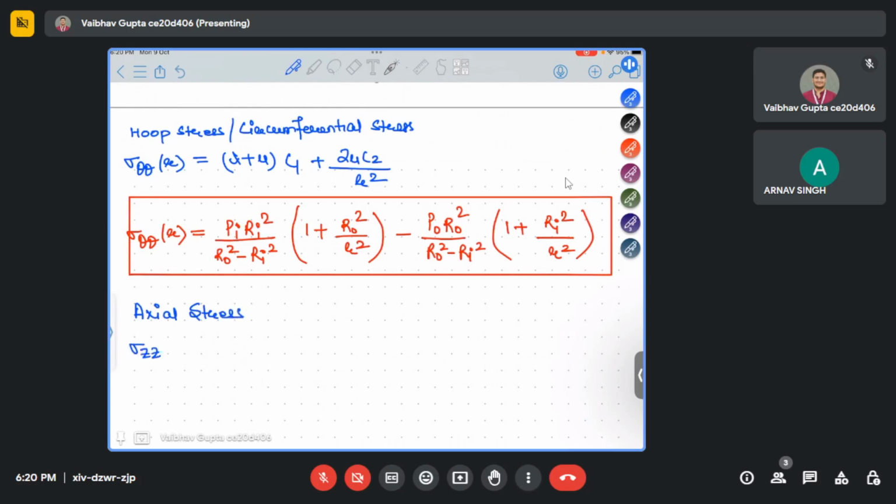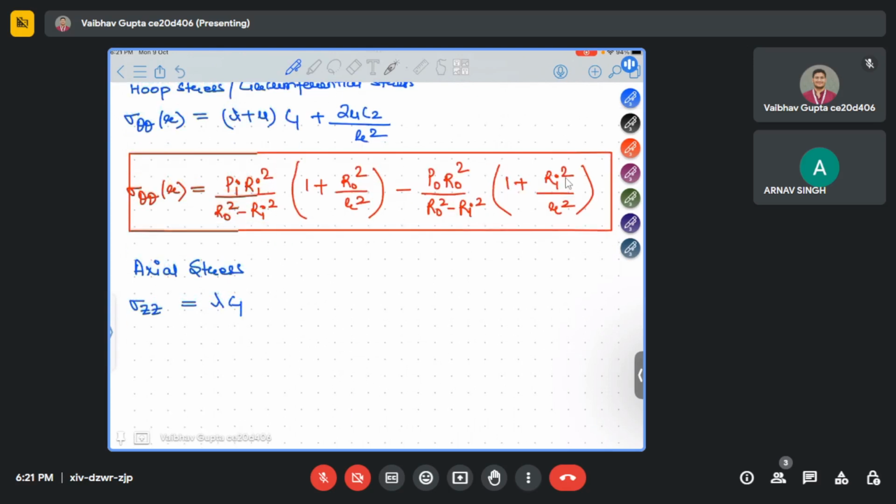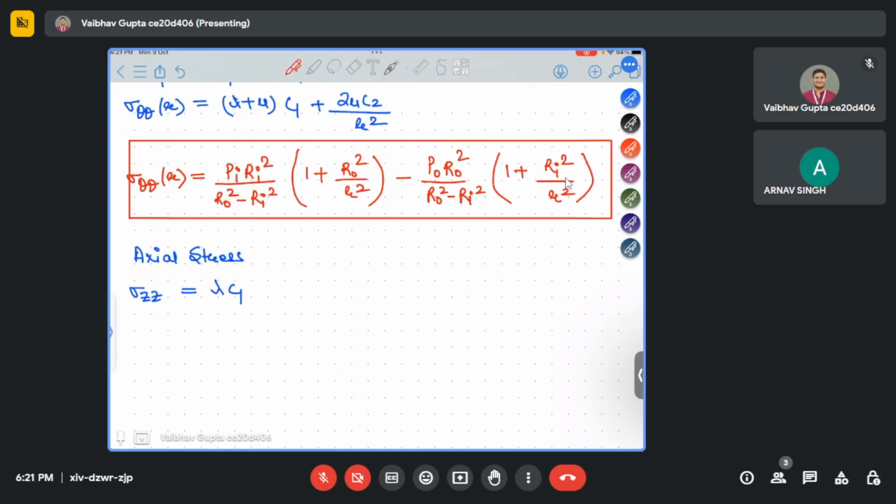Sigma zz as a function of r. So why didn't I write it as a function of r? Because it doesn't depend upon radius. It is directly lambda c1. So when I put the formula, axial stress does not depend upon radius. This can be a potential question also.